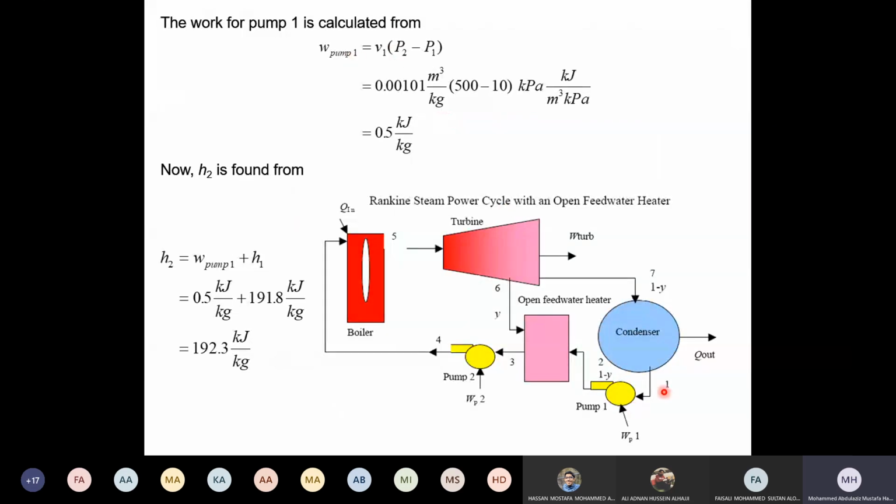W pump 1 is V multiplied by delta P, P2 minus P1 multiplied by V. And remember, this is the value here, 0.5. I think Yazid and Faisal probably remember that W pump is small. Then we get H2 from that, so H2 is equal to W pump plus H1. This is the way we do it. So we calculate H1 from the table as HF. Then we add V1 times delta P, so we get H2.